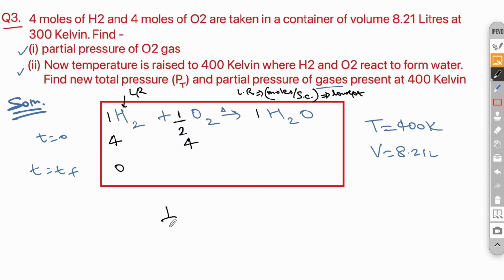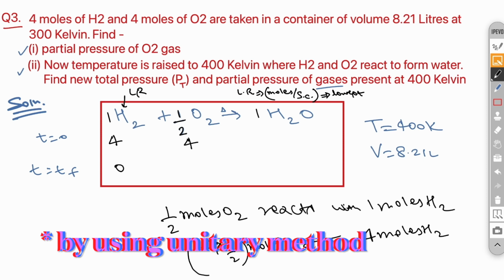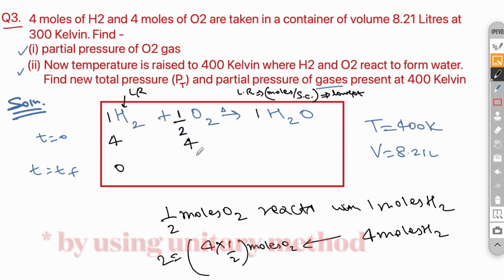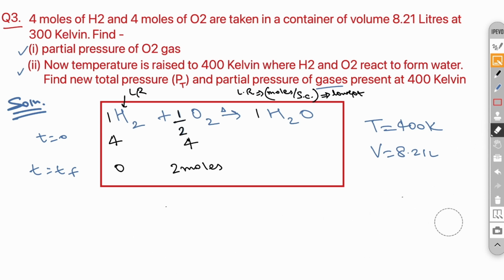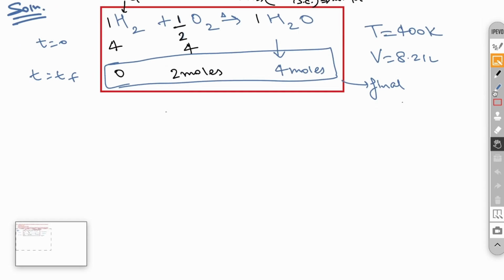So how much moles of O2 gas will be left after the completion of reaction, we can determine. Here half moles of O2 reacts with 1 mole of S2, right? So 4 moles of S2 will react with how many moles of O2? We can determine it by using simply 4 multiplied by 1 by 2, that is 2 moles, right? And how many moles of water will be formed? We can determine it by using the same concept here again. That will be 4 moles. So we got the moles of each of the gases that will be left, which are only oxygen and water. No hydrogen gas will be left in the final mixture.